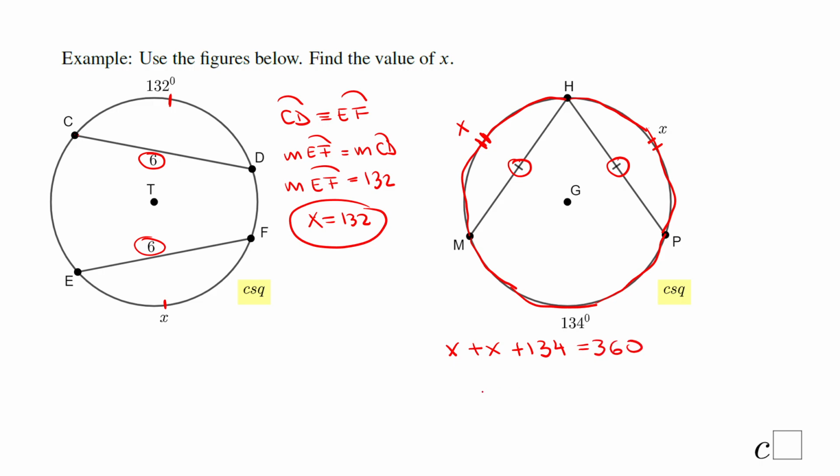So now we have to add the two x's: 2x plus 134 equals 360. We're going to have to subtract 134 on both sides. So we're going to have 360 minus 134, and that will be 226. And the last step, divide by 2, and we have x equal 113.